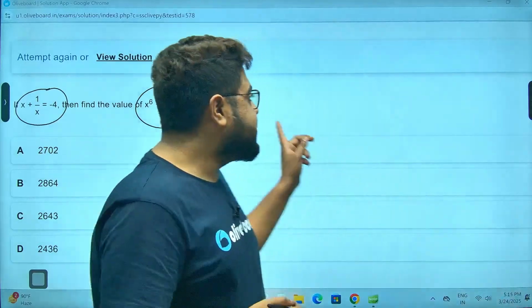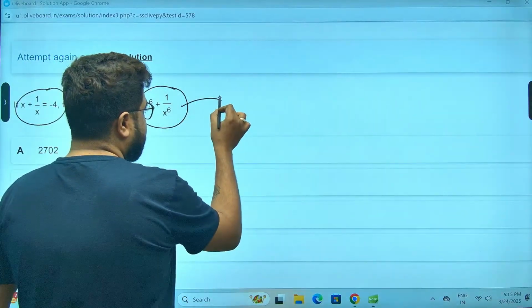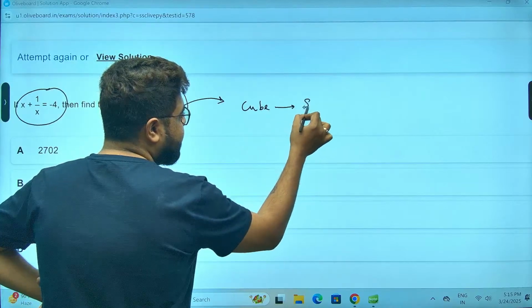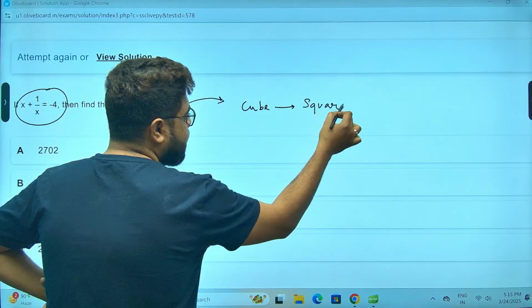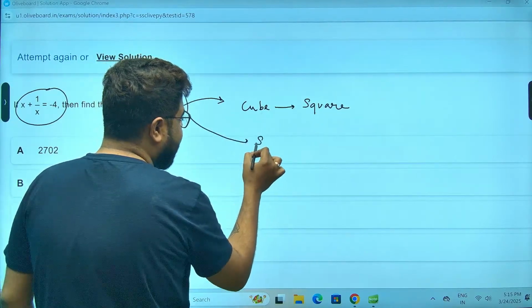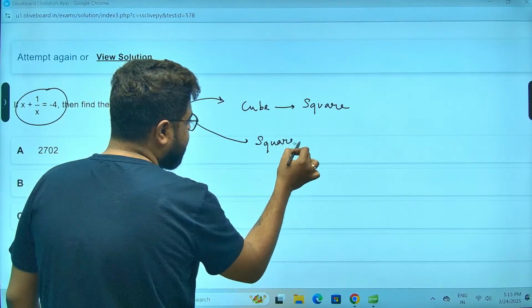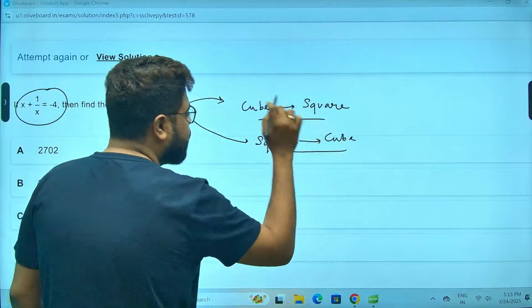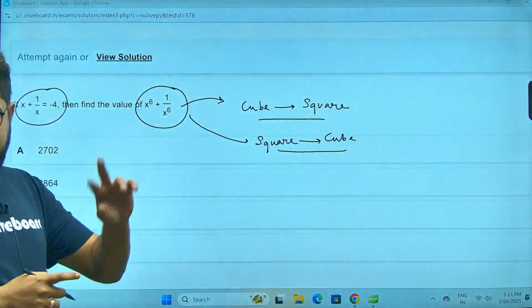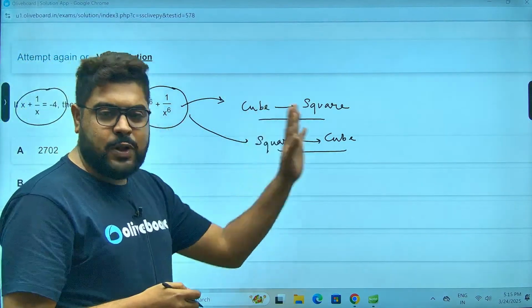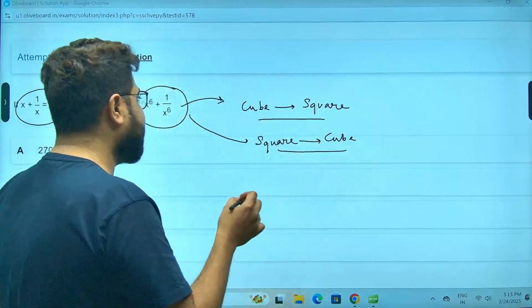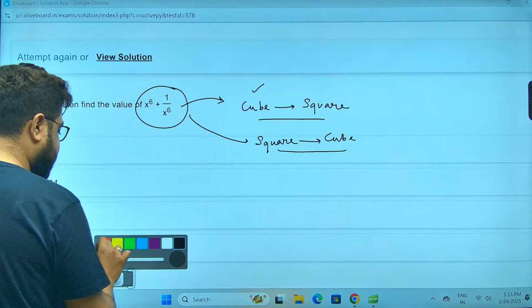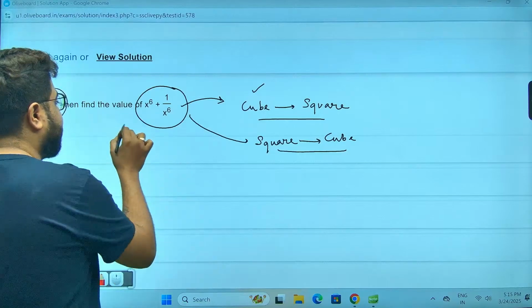Now, to the power 6 means either I can do cube and then square, or I can do square and then cube. Both give us to the power 6: 2 into 3 is 6, 3 into 2 is 6. You can do this question in either of the ways. Let us do this one; both will be equally easy, not very difficult.